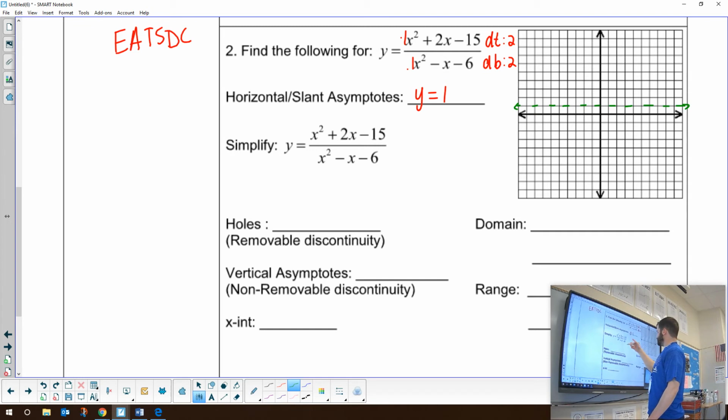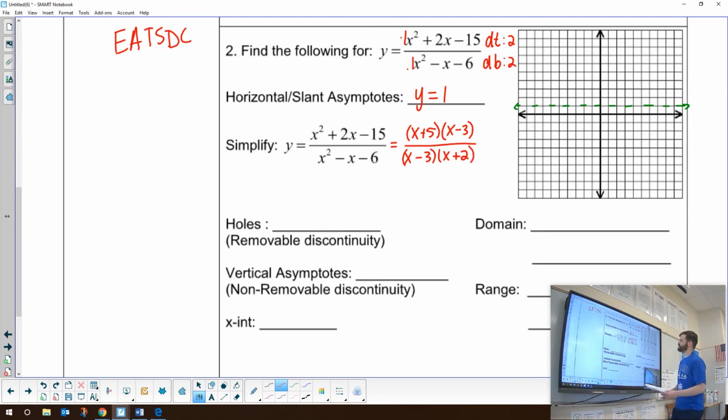Second, to be able to simplify this, you're going to factor. So I'm going to factor the top and the bottom. The top can factor to be x plus 5 times x minus 3. The bottom can factor to be x minus 3 times x plus 2. Okay, so we were able to factor the top and the bottom. Remember, you get your x and plus to do that.